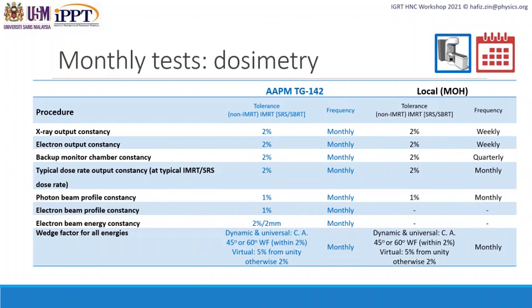So these are the tests that should be carried out monthly for the dosimetry aspects. This includes the photon and electron output constancy, as well as the dose rate constancy, the backup monitor check, the beam profile, and the wedge factor. So these are performed monthly, and the output should actually be within this tolerance level.